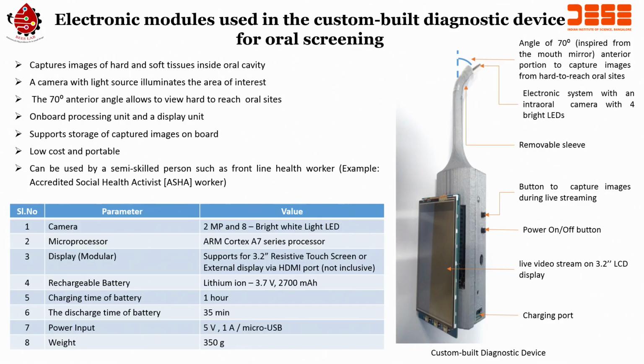This can also be used in dentistry, where you have to look at the images. You can look at the images on this LCD display as well. So, these are the specification parameters versus values: what camera we have used, what microprocessor we have used, what kind of display we are using, whether the battery is chargeable and dischargeable, what the charging time and discharging time are, what the power is, and what the weight of the complete system is. So, these are some of the parameters, you can look into that.